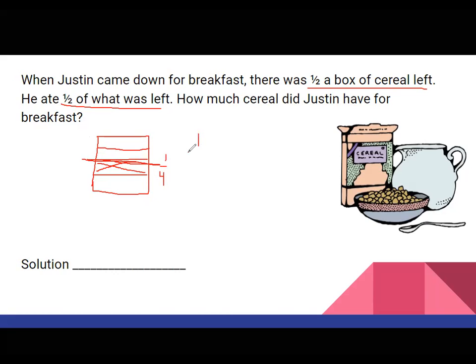So we were trying to figure out 1/2 of the half a box of cereal that he started with. So we're trying to figure out 1/2 of 1/2. So we have two fractions that we can multiply together, and 1 times 1 is 1, 2 times 2 is 4. So again, we came up with 1/4 as our product. So Justin ate 1/4 of a box of cereal. That's how much he ate for breakfast.